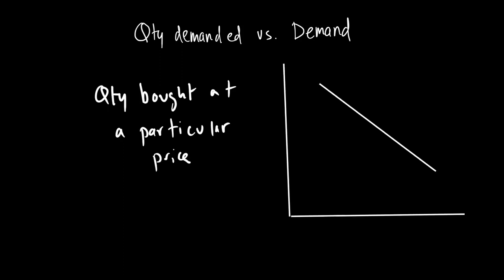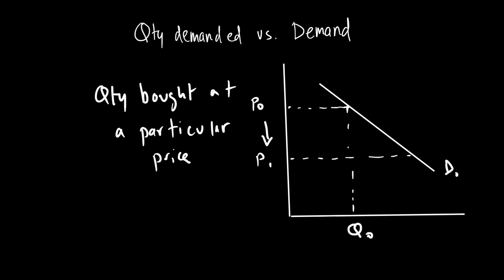When we look at our demand curve, which is downward sloping, if I say the price is P naught, then I will say that the quantity demanded will be Q naught. I can't say demand will be Q naught because that will be wrong, because we are looking at quantity bought at a particular price. So quantity demanded will be Q naught. On the other hand, if the price, for example, goes down to P1, we will say the quantity demanded has gone up.